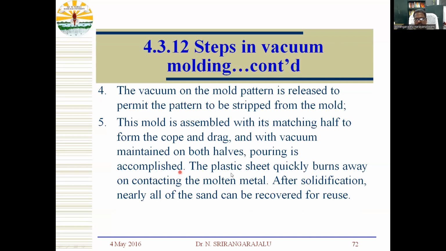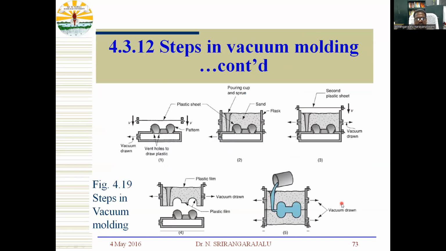is accomplished. The plastic sheet quickly burns away on contact with the molten metal. After solidification, nearly all the sand can be recovered for reuse. So these are the steps in vacuum molding.